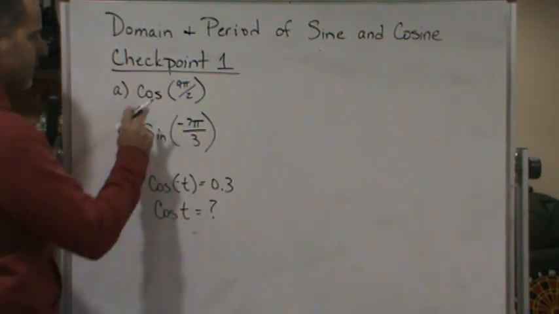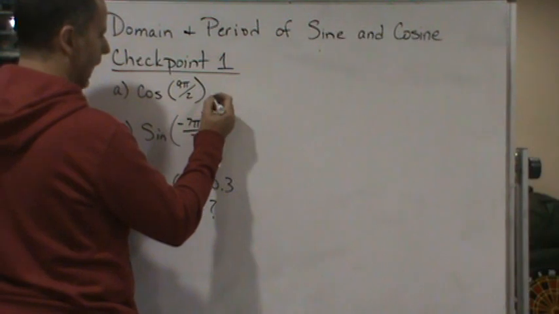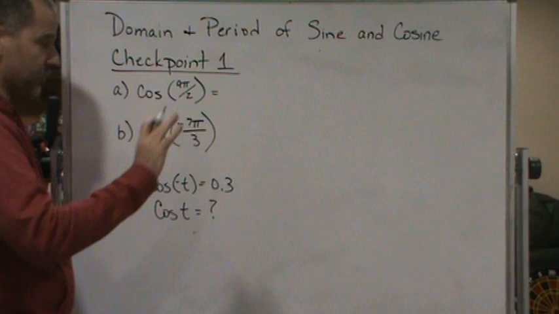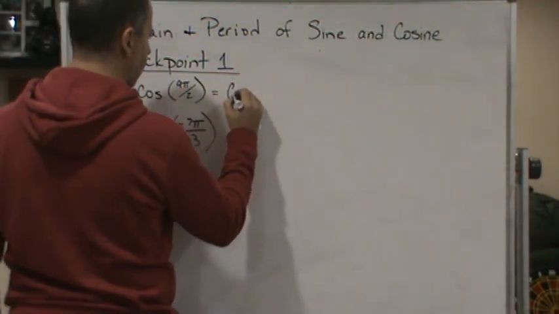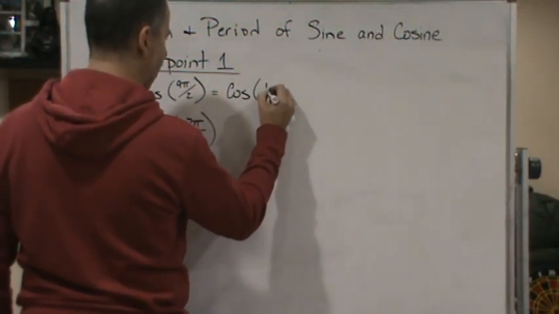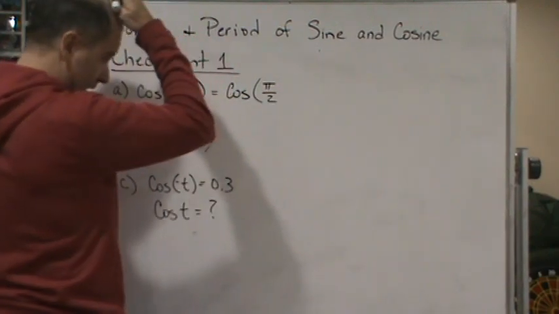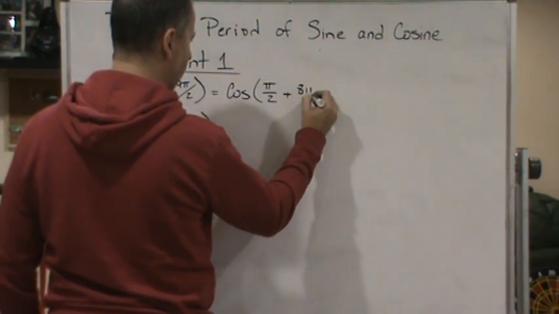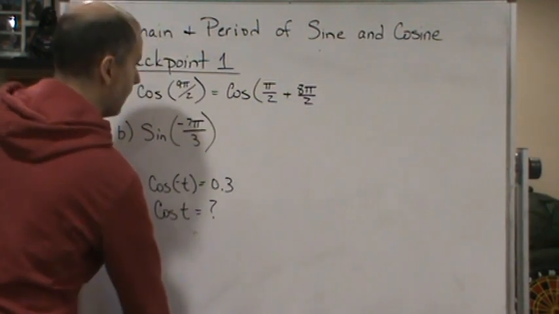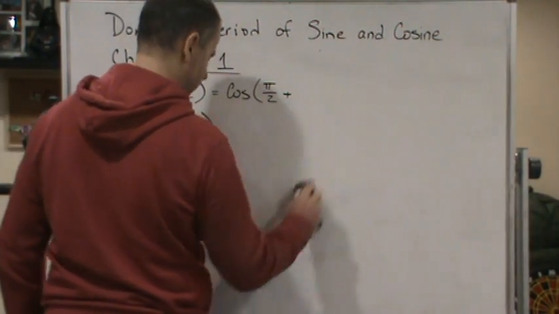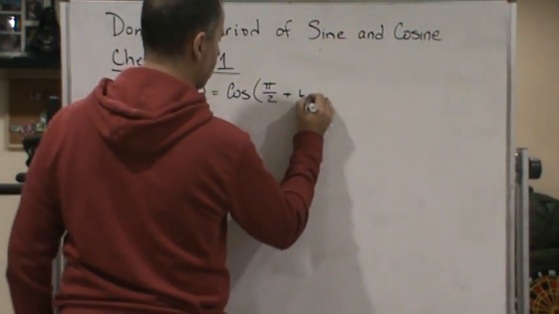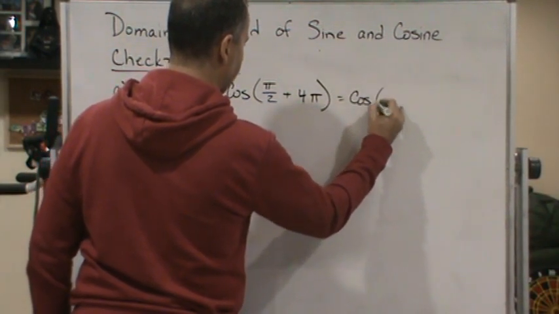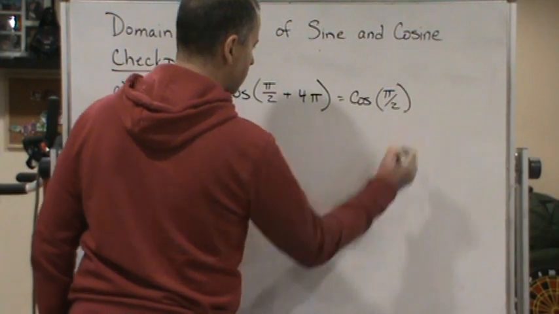So with cosine of 9 pi over 2, again, we want to peel it off and write this as an addition or subtraction of a multiple of 2 pi. So now I'm going to say cosine of pi over 2 because I know how to deal with that one. And then to get the 9 pi over 2, I'm going to have to add 8 pi over 2, which is the same as 4 pi, which is a multiple of 2 pi. And so that means this is going to equal cosine of pi over 2.